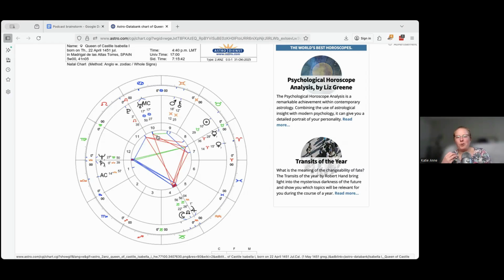A lot of it is about her lineage, her legacy, the things she wants to leave behind, as well as her relationship, her marriage, the seventh house of partnership. So let's take a look at her partner, King Ferdinand. Interestingly enough, he's not a cardinal rising sign, I'll give you that.